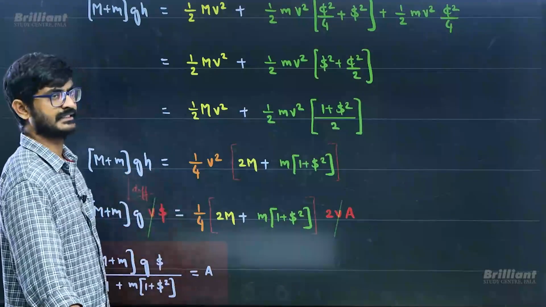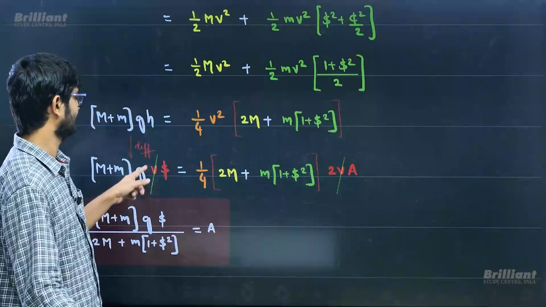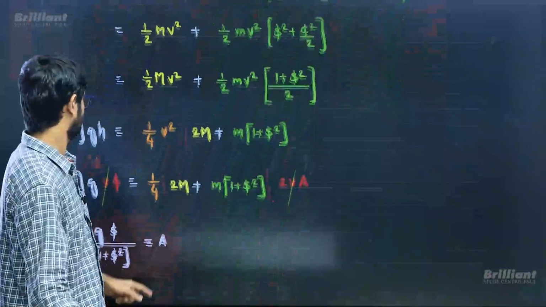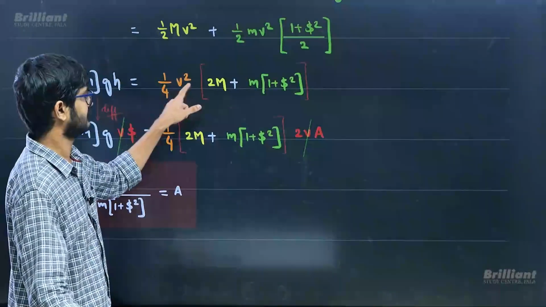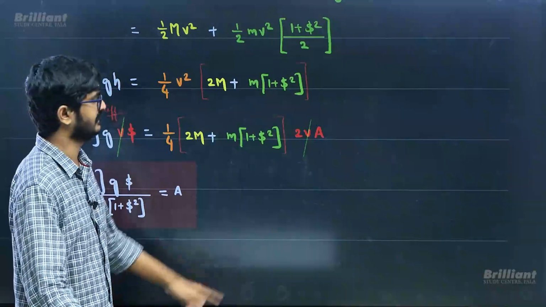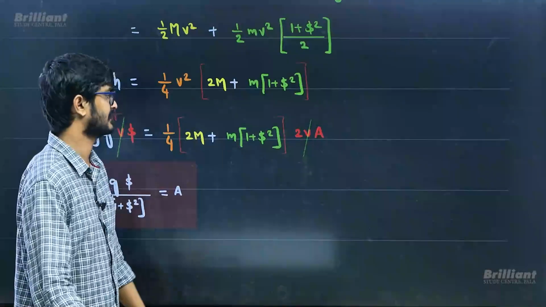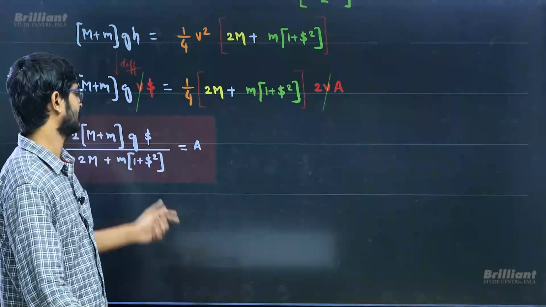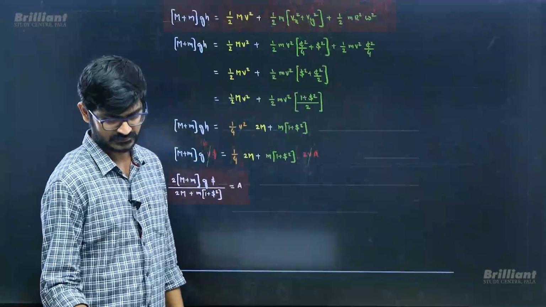Now I will be differentiating it. dH by dt is Vy, Vy is V sin theta. Now differentiation of this is 2V into dV by dt, that is the acceleration of the wedge. V is the velocity of the wedge, so differentiation of it is the acceleration of the wedge. You can cancel one V and one V, and from there you can get the acceleration of the wedge, right?